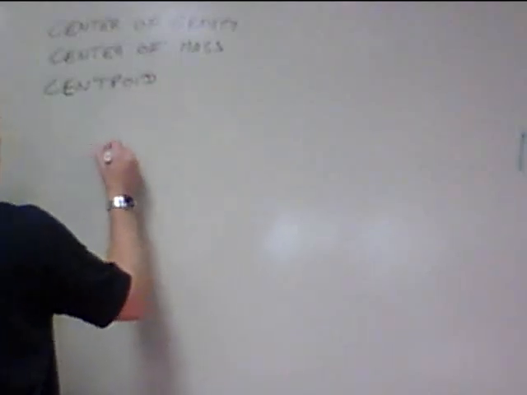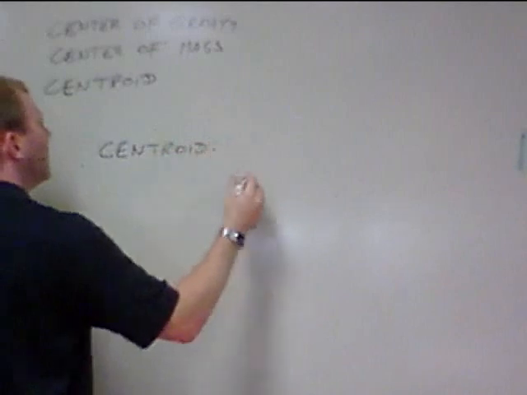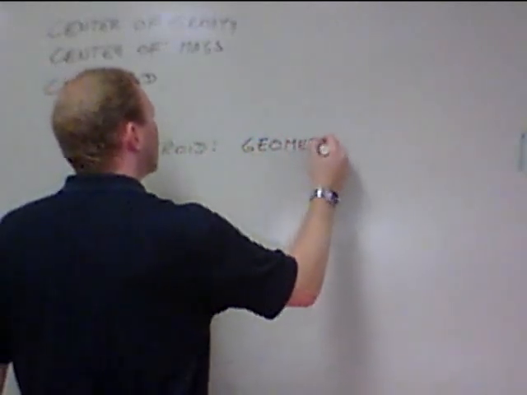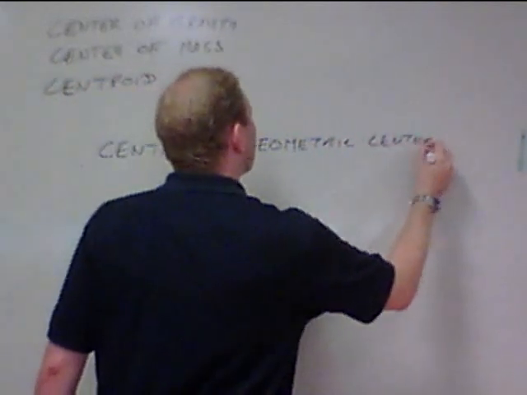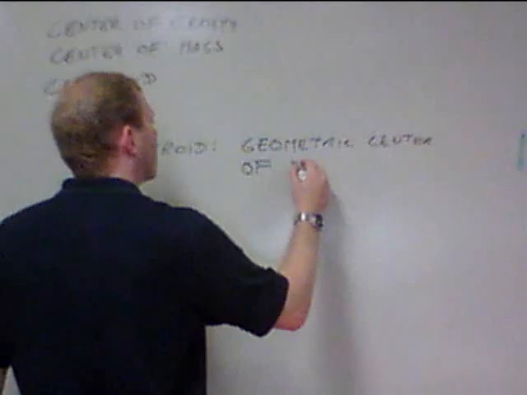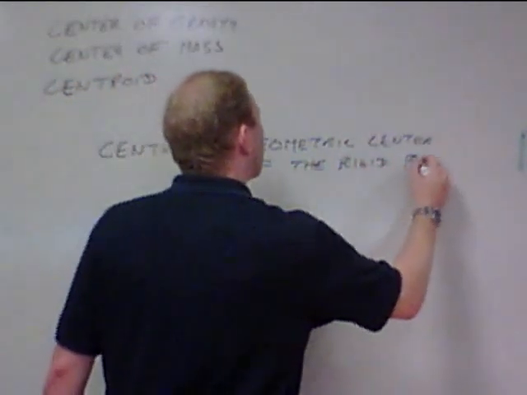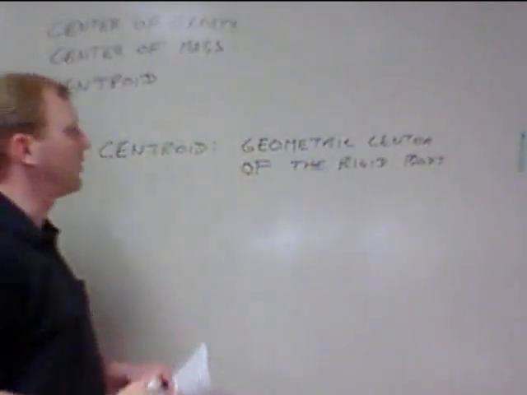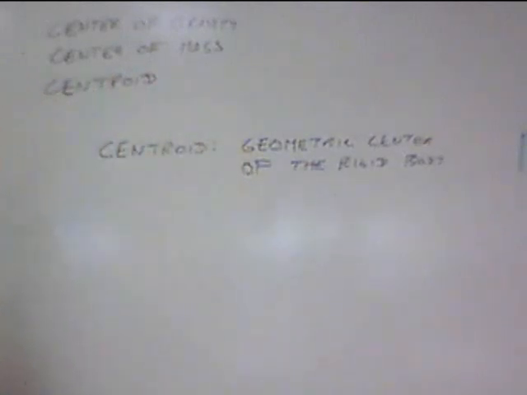Centroid is the easiest one. It's just the geometric center of the object or the rigid body. Dealing with any sort of object here, we can find the geometric center, be it a circle, rectangle, whatever odd shape we have as well.